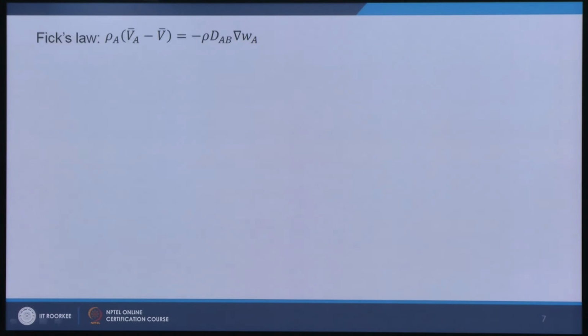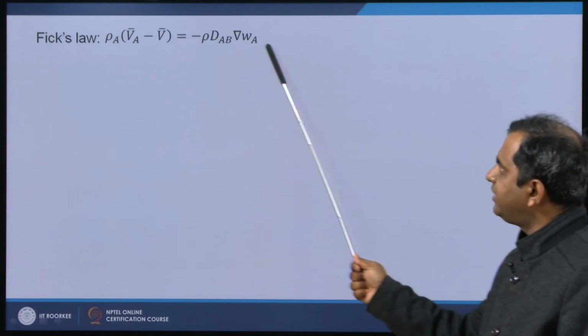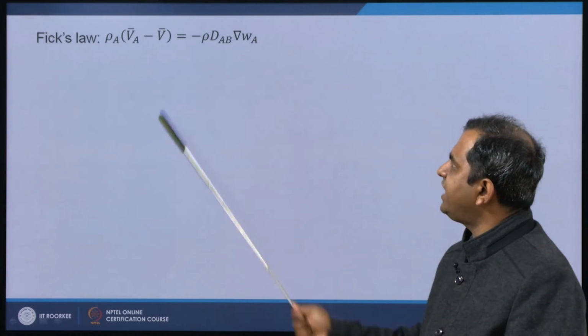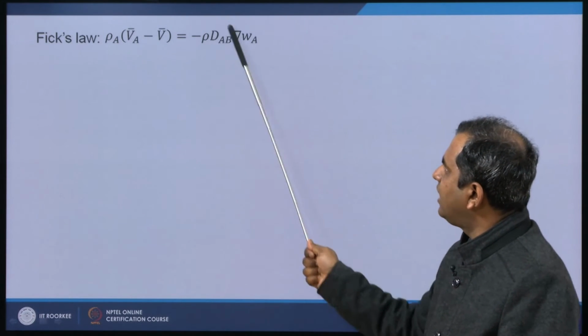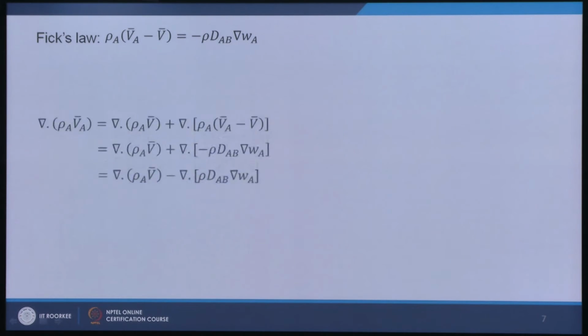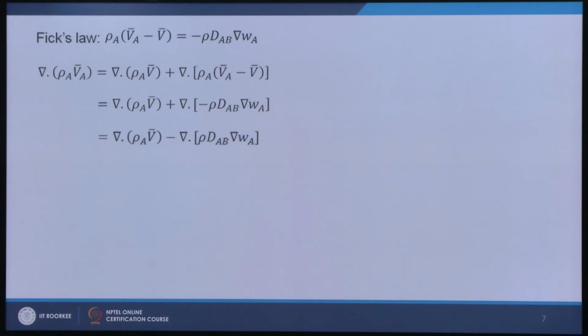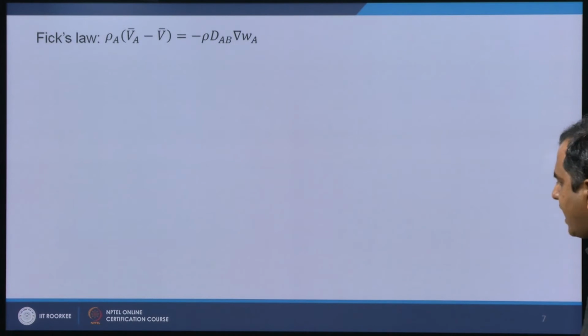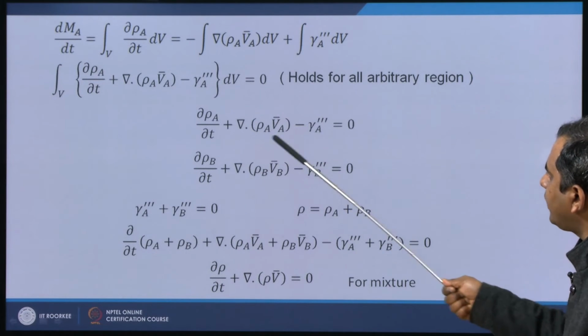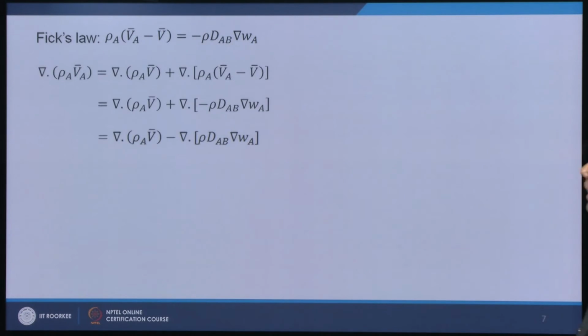Okay. Next, let us go to Fick's law. We have already shown the derivation of Fick's law. This was the mass flux J on the left hand side, and here we have the diffusivity and then the gradient of the concentration. Okay. So if we use this Fick's law and try to modify the component del dot rho A V A, let me show you how that changes.